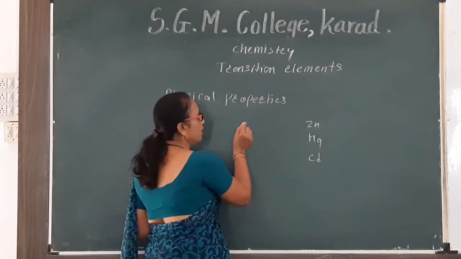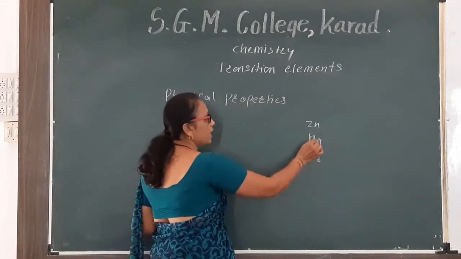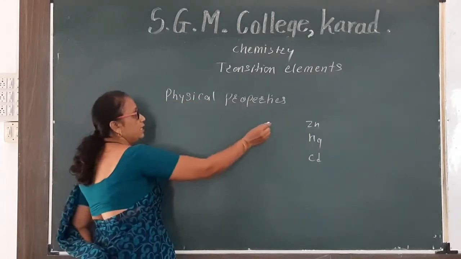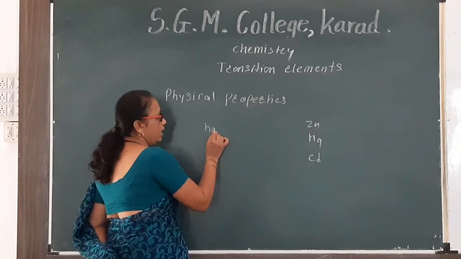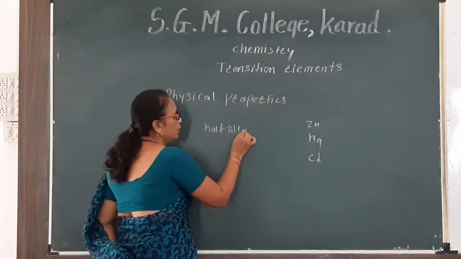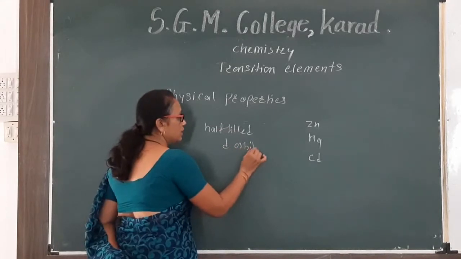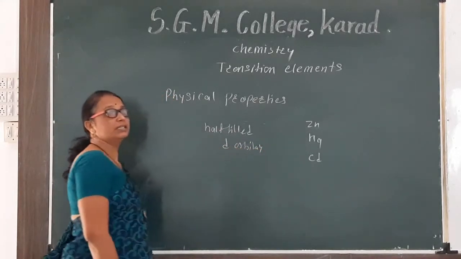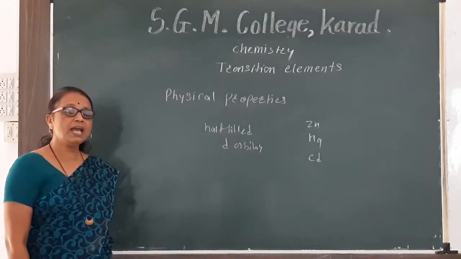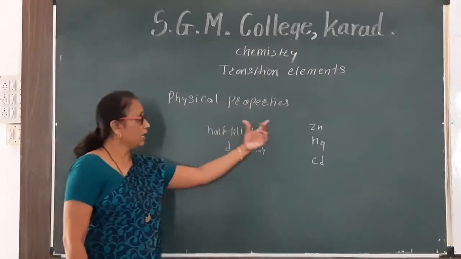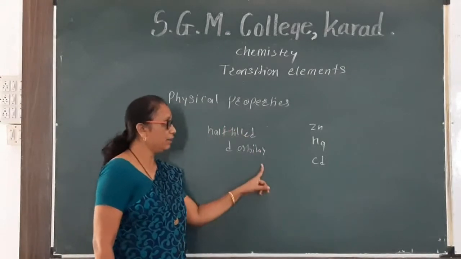Why are all transition metals hard, while these are somewhat soft compared to the others? Because in the remaining elements there are half-filled d orbitals, and due to these half-filled d orbitals, they can form strong covalent bonding as well as metallic bonding. Hence, the remaining ones are hard metals.